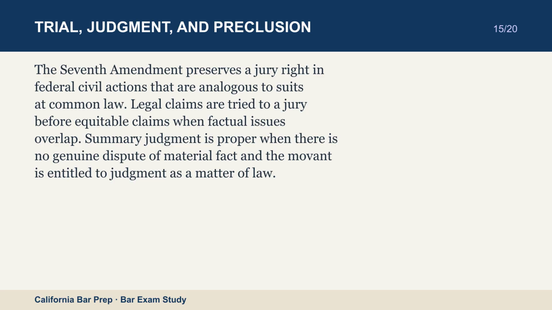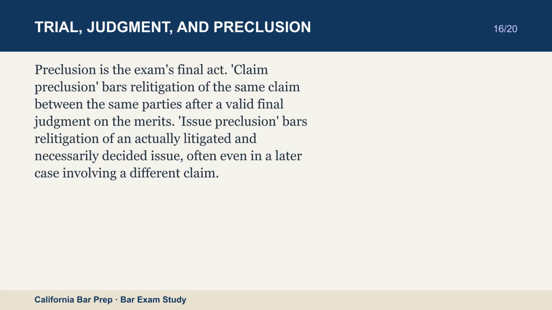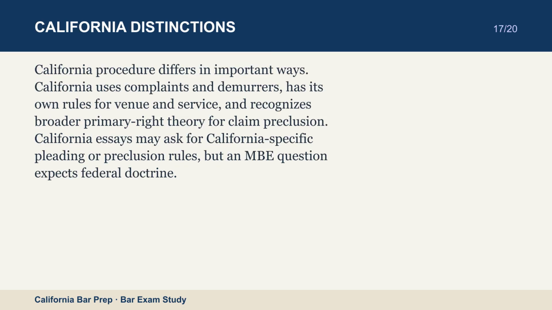Preclusion is the exam's final act. Claim preclusion bars relitigation of the same claim between the same parties after a valid final judgment on the merits. Issue preclusion bars relitigation of an actually litigated and necessarily decided issue, often even in a later case involving a different claim. California procedure differs in important ways. California uses complaints and demurrers, has its own rules for venue and service, and recognizes a broader primary right theory for claim preclusion. California essays may ask for California-specific pleading or preclusion rules, but an MBE question expects federal doctrine.